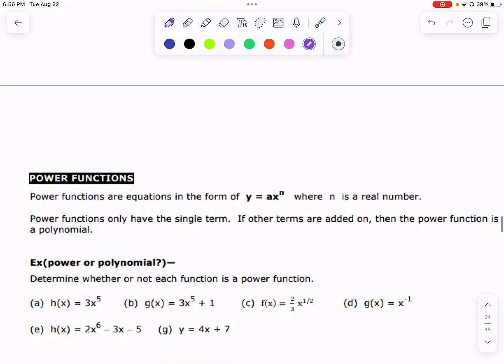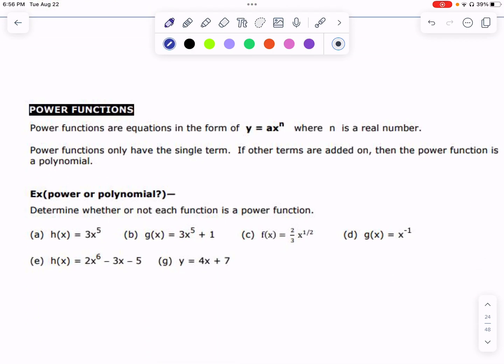Alrighty. I'm going to stop the video here because this is topic number 4, which was power function, and then I have operations of functions. I'm going to cover that in the next video, so stay tuned.